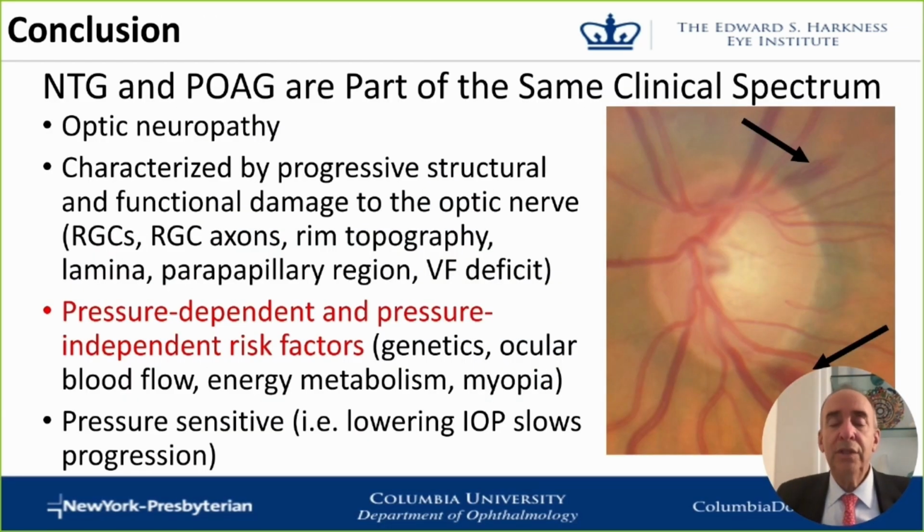So in conclusion, NTG and POAG are part of the same clinical spectrum. All these disorders are characterized by progressive damage to the structure and function of the optic nerve. There are pressure independent risk factors, but they're all united by the fact that these disorders are pressure sensitive, meaning lowering the pressure helps us treat the disease.